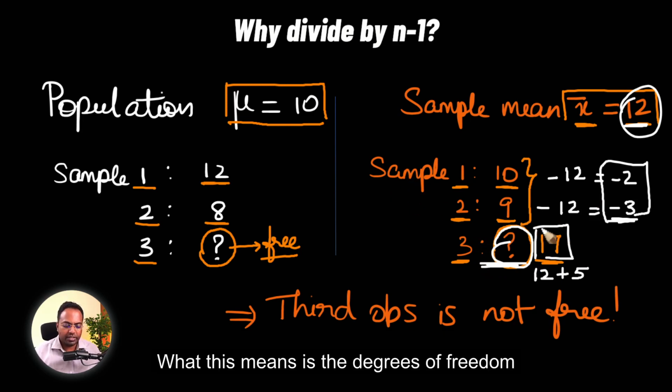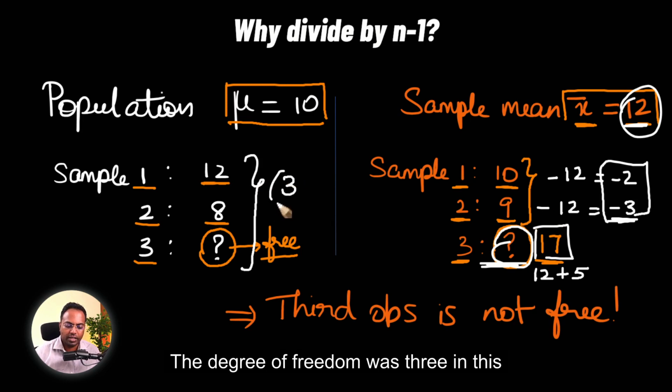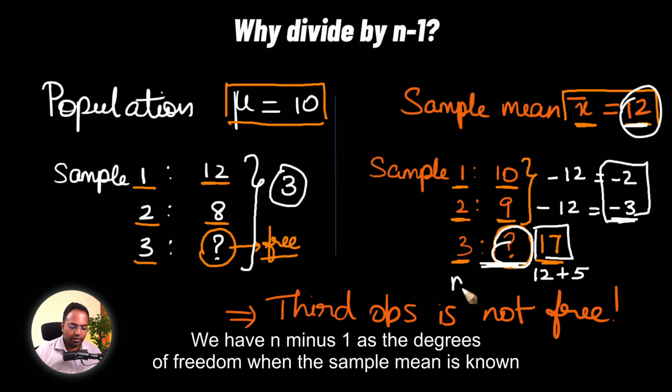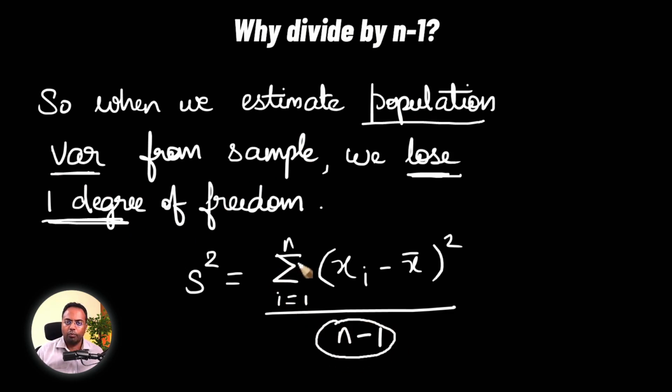So what this means is, for the previous case, all 3 values are free to be any value. So the degrees of freedom was 3 in that case, whereas we have lost 1 degree of freedom in this case. So we have n-1 as the degrees of freedom when the sample mean is known. Does it make sense? So that is why when we estimate the population variance from a sample, we lose 1 degree of freedom. That's why in the denominator of the formula for population variance, instead of n, we have n-1.